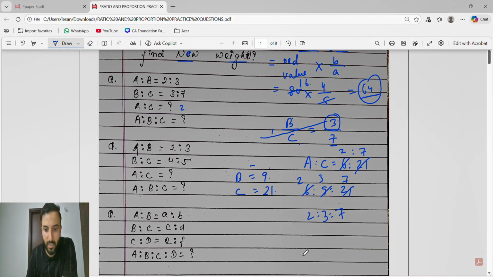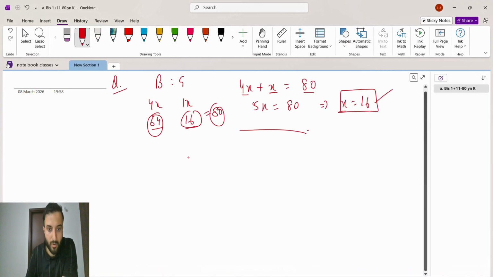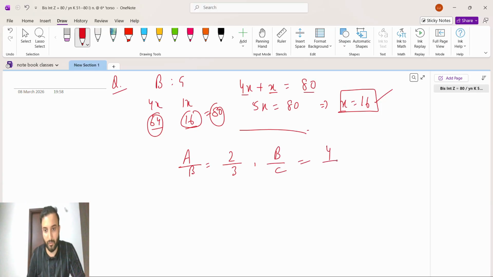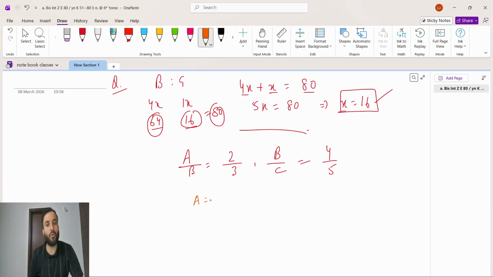See, a by b is 2 is to 3. Okay. A by b equals 2 is to 3, and they have given b is to c. B by c is 4 is to 5. This they had given. Okay. Let's find the value of a. Guys, we know how we'll find the value of a.